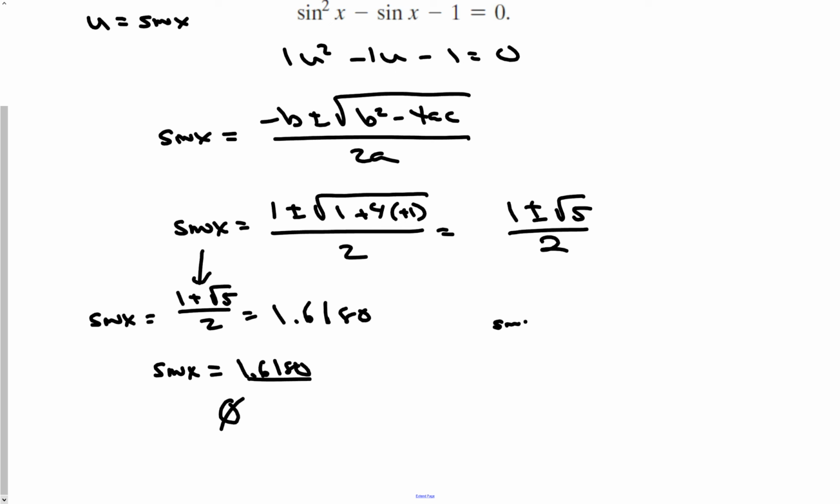Next, the sine is also equal to 1 minus the square root of 5 over 2, which in the calculator, as I calculate that radical term, we get negative 0.6180.